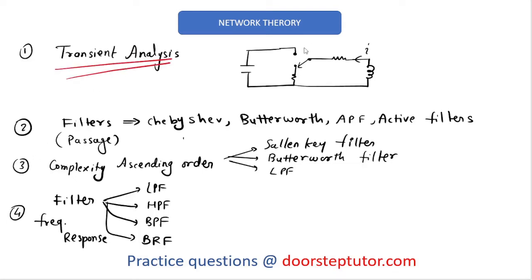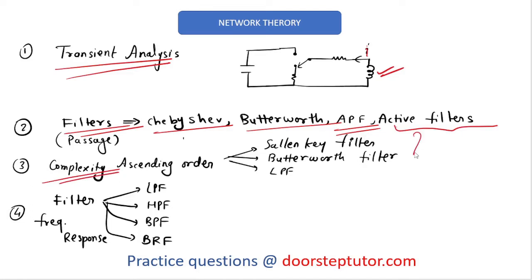It was a numerical based question in which they had given one RLC circuit and we had to find the current I through the given inductor. There was a question related to filters like Chebyshev, Butterworth, all-pass filter, and active filters. There was some question related to the complexity of the given filters like Sallen-Key filters, Butterworth filter, and low-pass filter.